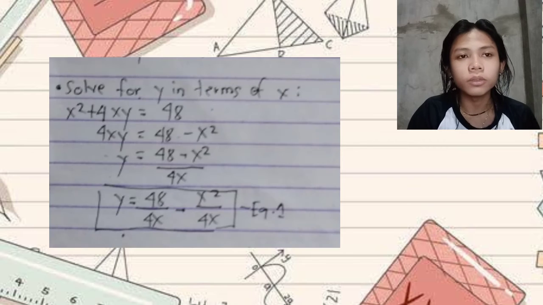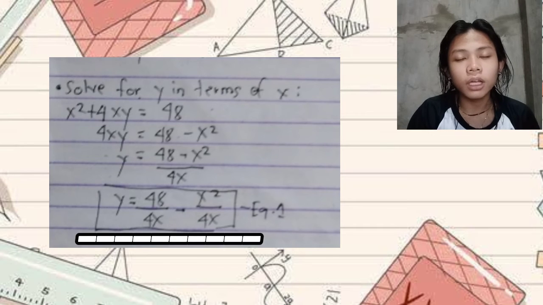Solve for y in terms of x. x squared plus 4xy equals 48. Transfer x squared to the right side, and we get 4xy equals 48 minus x squared. Divide both sides by 4x, and we get y equals (48 minus x squared) over 4x.